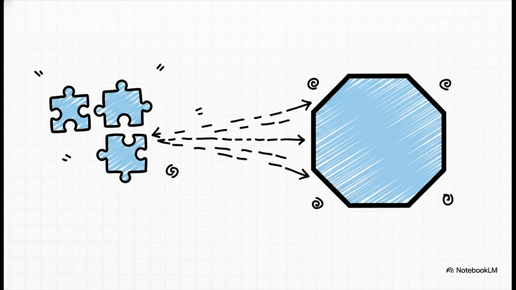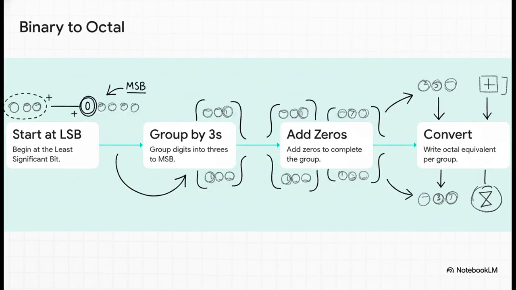It's like puzzle pieces. So shrinking a binary string into an octal number is actually a super simple 4-step process. First, you begin at the least significant bit right over on the far right, and you group those binary digits into sets of 3, moving left. Now, if your final group on the left is a little short, no worries. Just add zeros to complete it. Finally, write down the octal equivalent for each group, and boom, your long, unwieldy string is beautifully compressed.